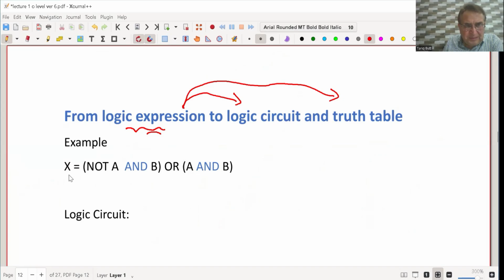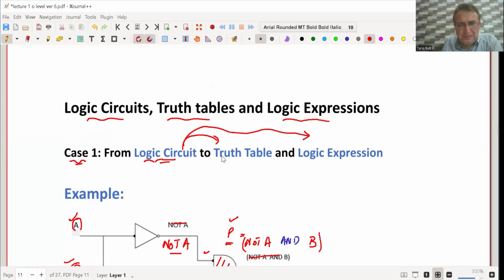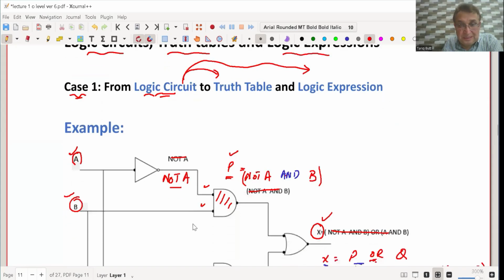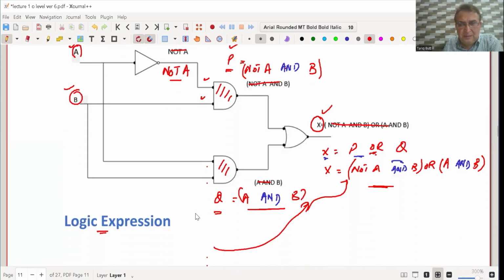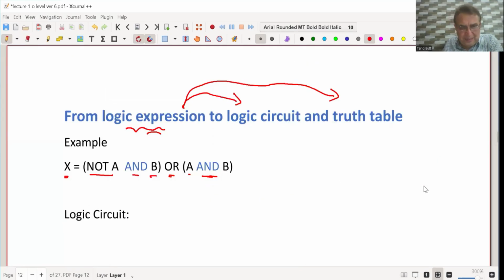So let's say the logic expression given to you is X is equal to NOT of A AND B, OR with A AND B. For the sake of simplicity, I have taken the same example as in the previous case, but over there you were given the logic circuit, and from that logic circuit you built the logic expression, which was this. I have taken the same logic expression in this case so that you can quickly see the concept of how, from a logic expression, you draw the logic circuit or the truth table. Fine.